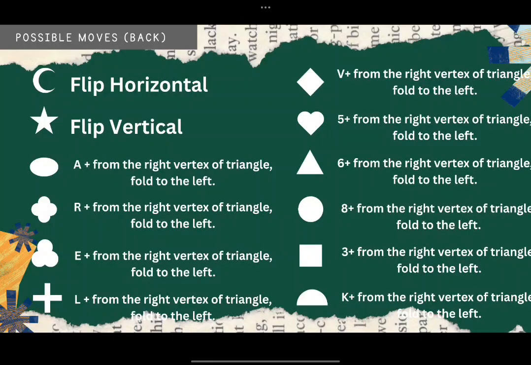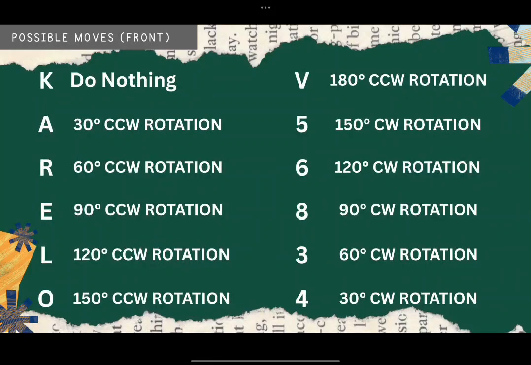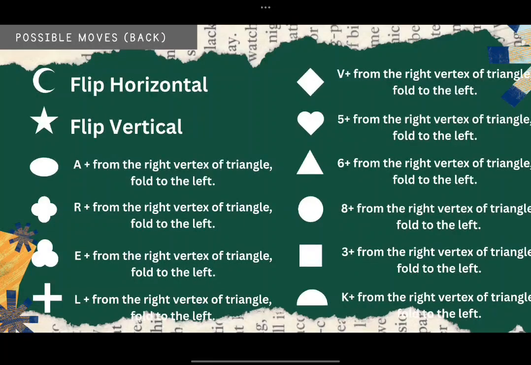For the crescent moon, we flip the model horizontally, and flip vertically for the star. For the ellipse, we do the move from A. Here, for A, we first do a 30-degree counterclockwise rotation before we proceed to the next move. The same goes for quadrifoil, trefoil, cross, diamond, heart, triangle, circle, square, and the semicircle.